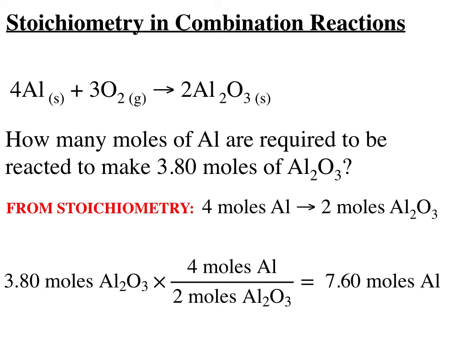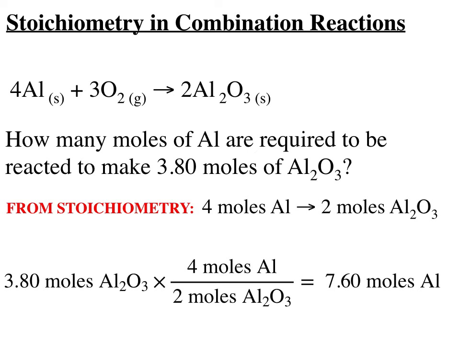What I can do is use the stoichiometry as a conversion factor. According to the balanced equation, every time 2 Al2O3s are formed, I must use 4 aluminum atoms. So I set those balancing stoichiometric coefficients up as a conversion factor in a dimensional analysis problem, converting 3.8 moles of Al2O3 into the number of moles of aluminum. And I do that at the bottom of the slide.